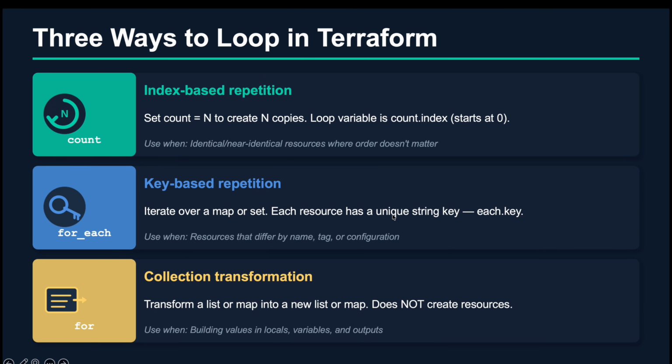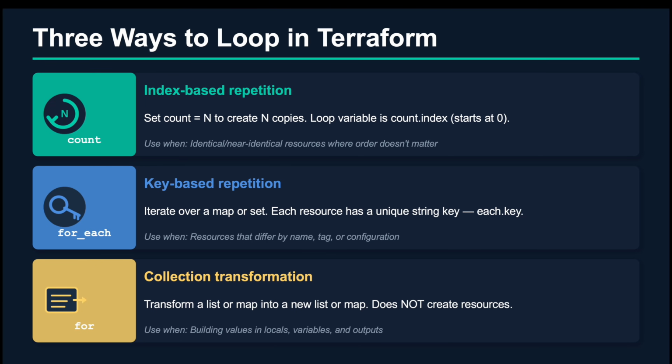Second one is for each. More powerful, you give it a map or set and Terraform creates one resource per item. Each resource is identified by a string key, which is each.key. You will see it in an upcoming slide. Use this when your resources have meaningful names or different configurations.